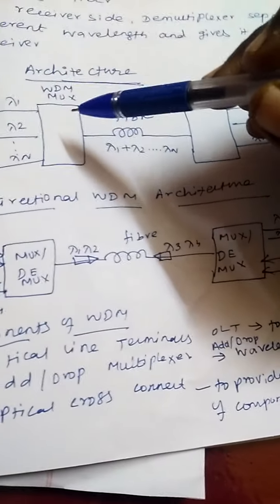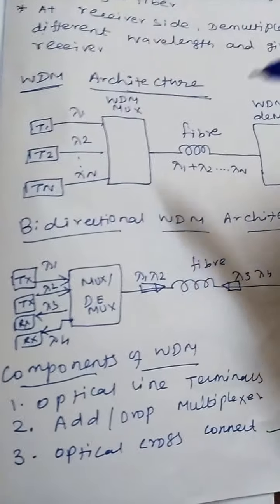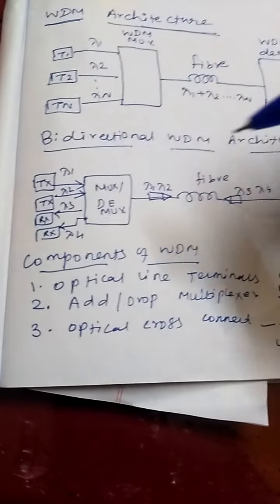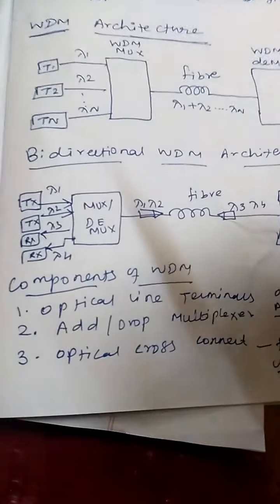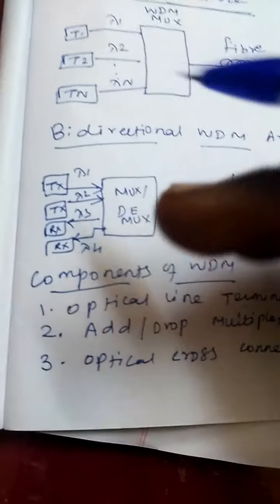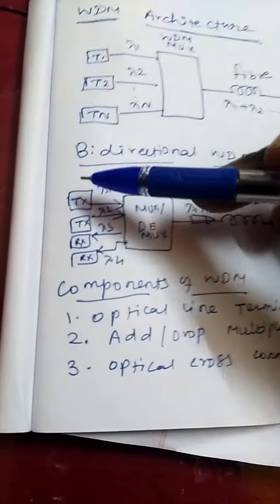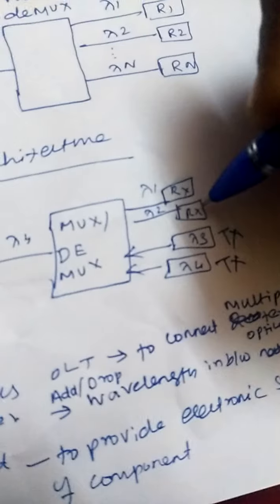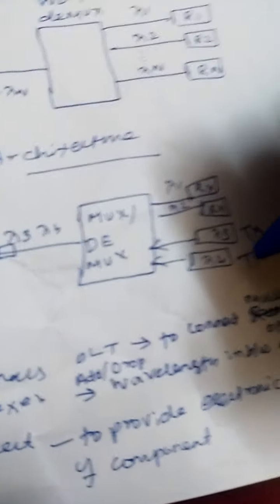In WDM architecture, we can send the signal only using a multiplexer and receive the signal using a demultiplexer. In bidirectional WDM architecture, on both sides we use lambda 1, lambda 2, lambda 3, lambda 4. Lambda 1 and lambda 2 are assumed for transmitting signals, and lambda 3 and lambda 4 for receiving signals. In the same way, in the receiver section, lambda 1 and lambda 2 are the receiving signals, and lambda 3 and lambda 4 are the transmitting signals.